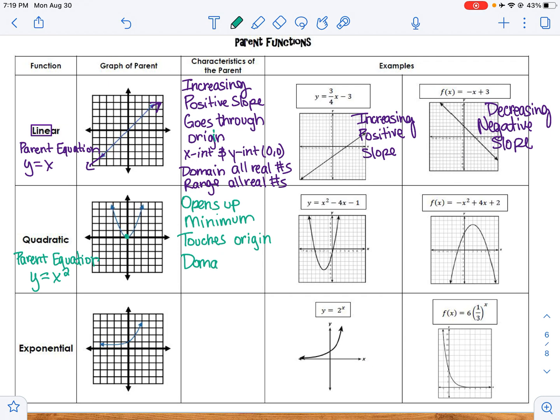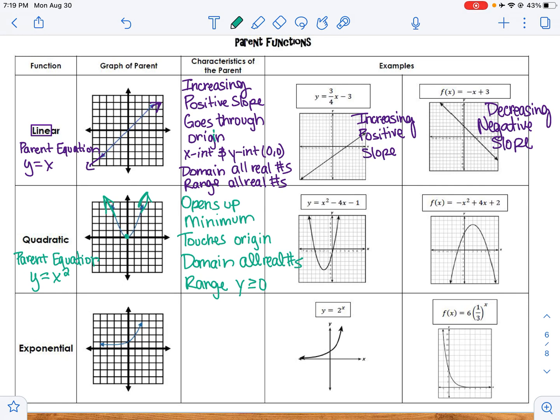The domain would be all real numbers, because it's going to keep going to the left forever and keep going to the right forever. So the domain is all real numbers. The range, though, is going to change because it's only y values that are greater than or equal to that minimum point. So it's y is greater than or equal to 0, which is that minimum value.